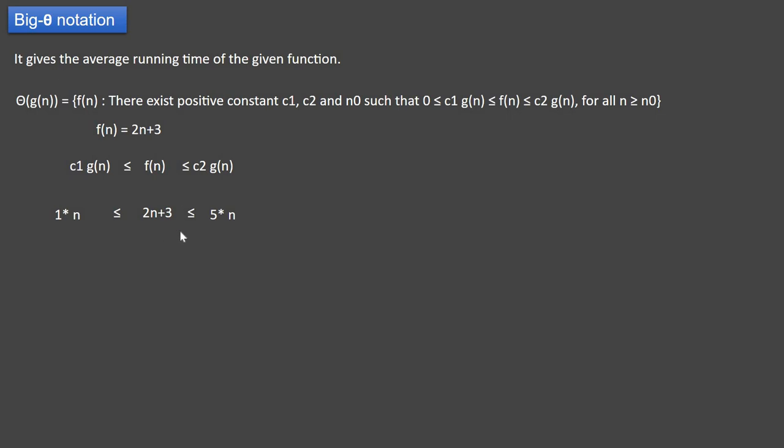So g(n) is again the same because the highest rate of growth should be with the g(n) function, right? So c1 is 1 and g(n) is n, and here c2 is 5 and g(n) is n. So here you can see g(n) has the same value n, because we are using the same function. So we can write it in the form of big theta of g(n), and here if we write the value, it will be big theta of n, right?